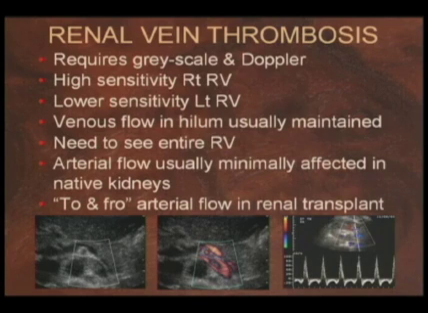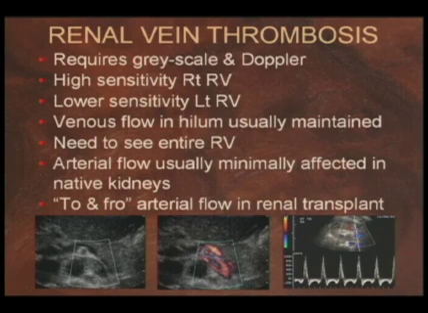It's important to realize that with even total renal vein thrombosis, it still is not uncommon to have venous flow in the hilum of the kidney, so you can't just take views of the kidney, see venous flow in the kidney, and exclude the diagnosis. You really need to see the entire renal vein to get a full examination. And also realize that arterial flow into the kidney is usually not affected or only minimally affected in native kidneys that have renal vein thrombosis. Now, on the other hand, in renal transplants, the arterial flow is affected to a much larger degree, and you get that to and fro pattern.